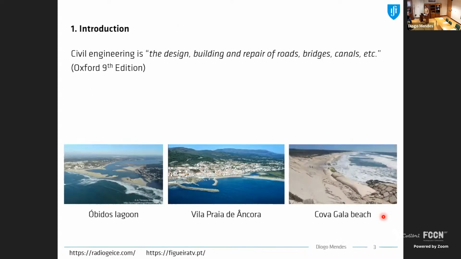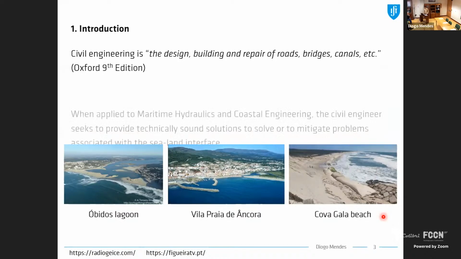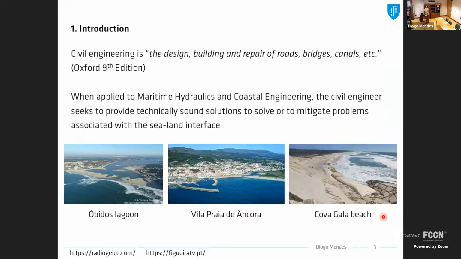So let's start with a definition. According to the Oxford Dictionary, civil engineering is the design, building, and repair of roads, bridges, canals, etc. When applied to maritime hydraulics and coastal engineering, the civil engineer seeks to provide technically sound solutions to solve, or at least mitigate, problems associated with the sea-land interface.